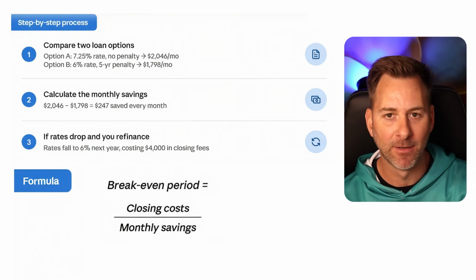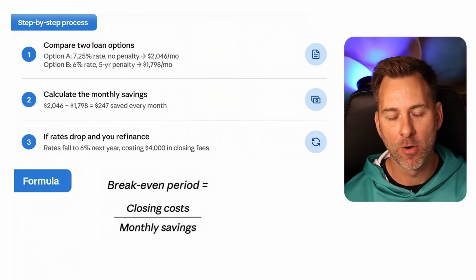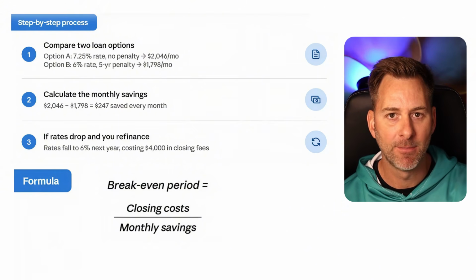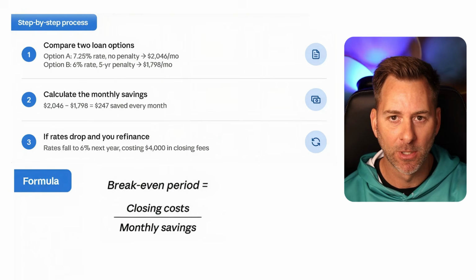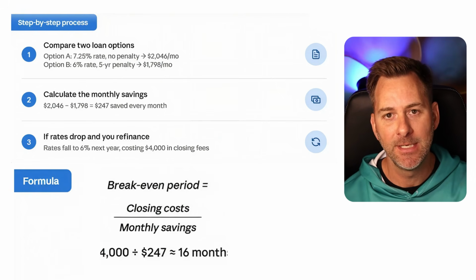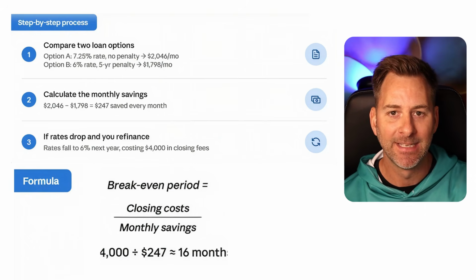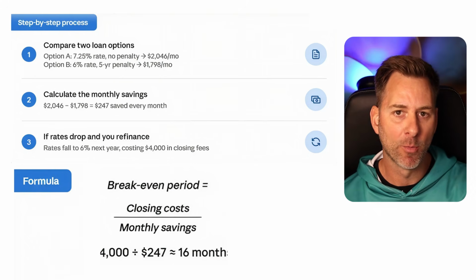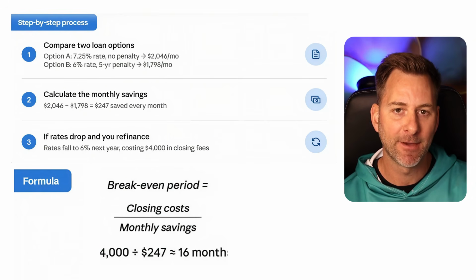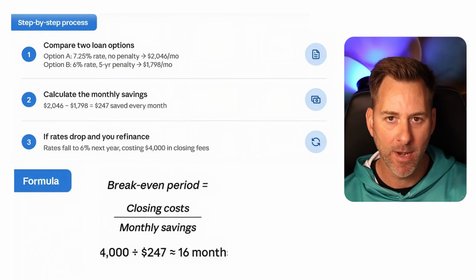But in this hypothetical, if the interest rates were to drop that low in 1 year from 7.25% to 6%, that would give you a monthly payment savings of $247 a month, but it costs you $4,000 in closing costs in order to go through the refinance process. So that would take you 16 months to recoup that cost. $4,000 divided by 247 gives you 16 months, meaning you don't want to refinance that loan within that first 16 months of closing, or you would have left money on the table for the closing costs it took to take advantage of the lower rate when interest rates dropped.